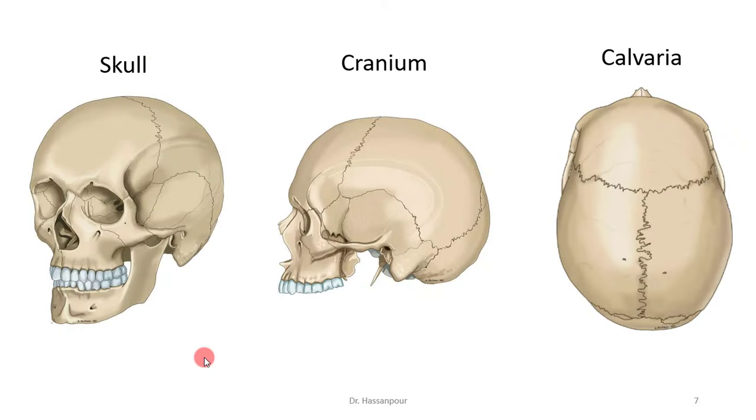Let's again define some differences between terms such as the skull, cranium, and calvaria, as they often cause a little bit of confusion. The skull refers to the entire bony framework of the head, including the mandible. The cranium refers to the skull without the mandible. And the calvaria refers to the skull cap, which consists of the upper part of the neurocranium or the superior portion of the frontal, parietal, and occipital bones.